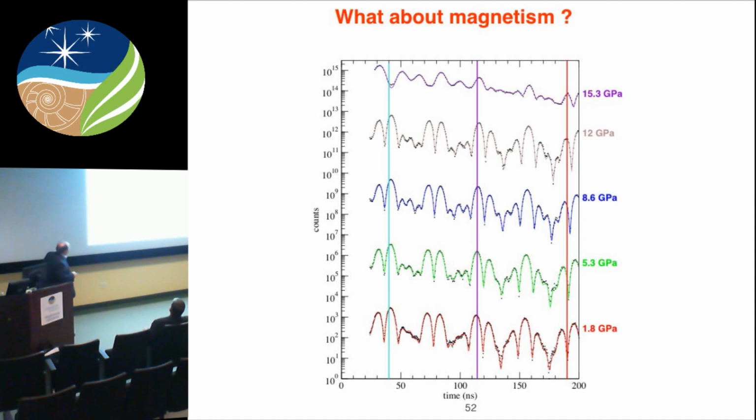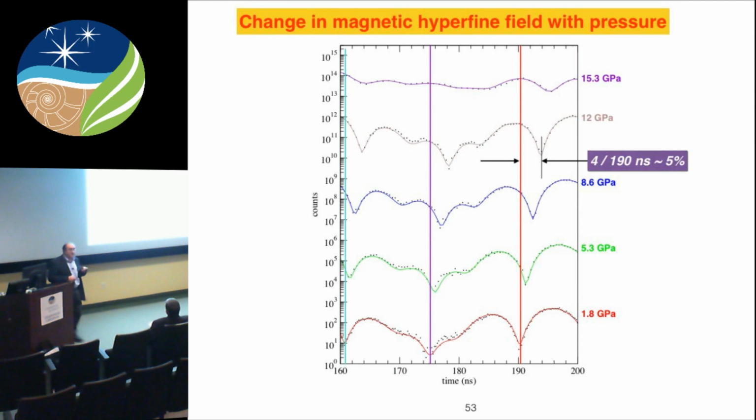For example, at 190 nanoseconds, at 1.8 GPa, when I go to 15.3, this is still alpha iron, by the way, because I'm still seeing the magnetic transitions. You can see that there's a shift of about 5% going from here to here, which means that the magnetic field has been reduced by about 5%. So alpha iron, before it transforms, also starts to lose its magnetism, but not as fast as you would think. Just a few percent.